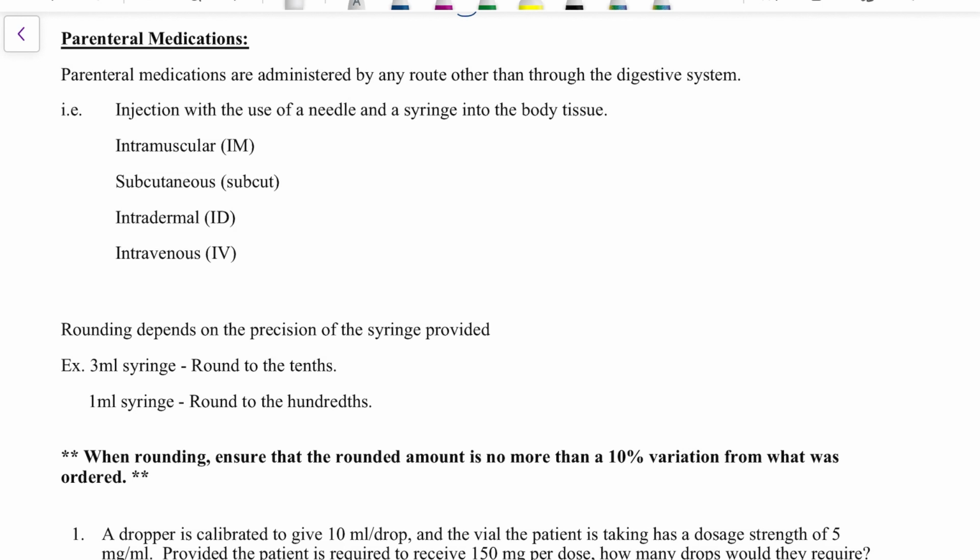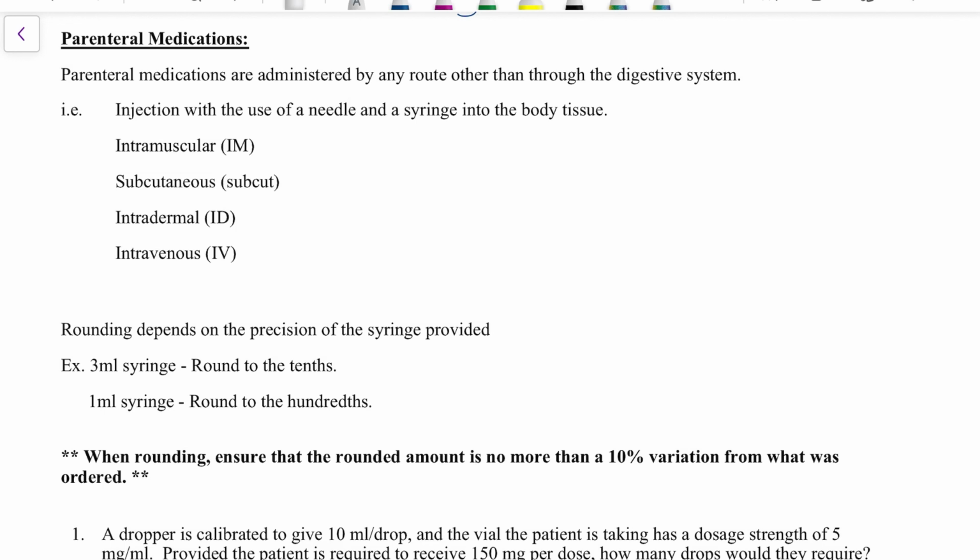Okay, looking at parenteral medications. Now, these are medications that are delivered by any other route in the digestive system than the mouth. So usually it's an injection with the use of a needle and a syringe into body tissue. So intramuscular, subcut, intradermal, or intravenous. Okay, so any of these variations. Now, when you're looking at these types of medications, rather than looking at whether you can split a tablet, capsule, all of that, what we're looking at is what syringe are we using?